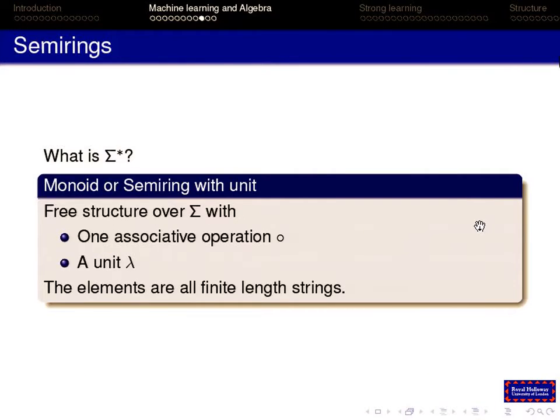Like I say, we're going to be thinking about these. We want to think about these sets of strings. So it's first good just to think about the strings. Well, what are strings? We classically talk about it as a free monoid. So it's a free structure over this set with one associative operation and a unit. So it's a semigroup with a unit.